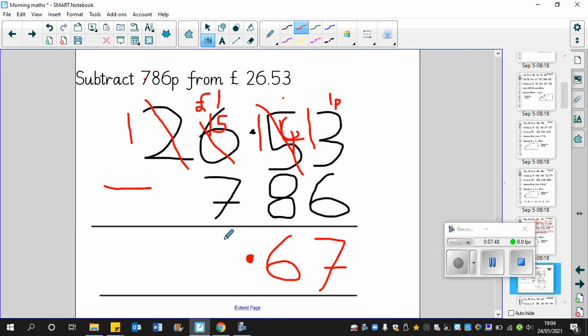Okay, so the number is exactly the same, we've just moved it around a bit. 15 take away 7 is of course 8, so we put the 8 just there, and then 1 take away 0 is of course just 1, so the answer is £18.67. That is what's left when we subtract 786 from £26.53.